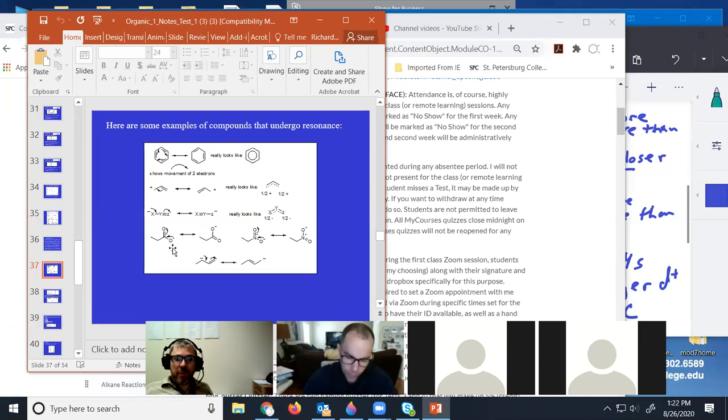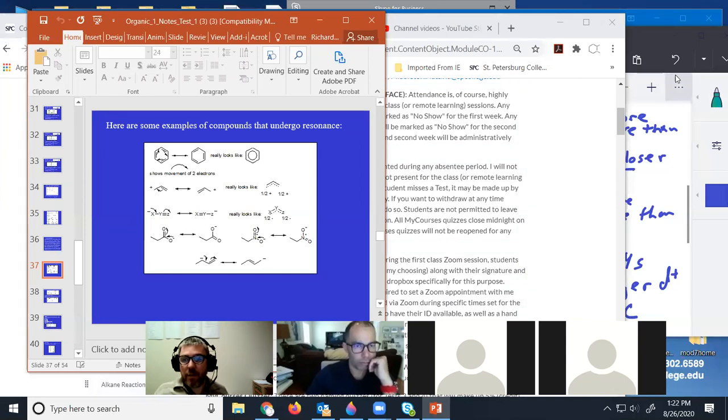So an example of that would be this situation here, where you've got a negative on the O, and we can move the electrons into the CO bond, and then we can move electrons from the C double bond O onto the O. The net effect is the negative has moved from one O to the other. But we know that in reality, the negative is really spread equally between these two oxygen atoms, just like up here in the benzene ring.